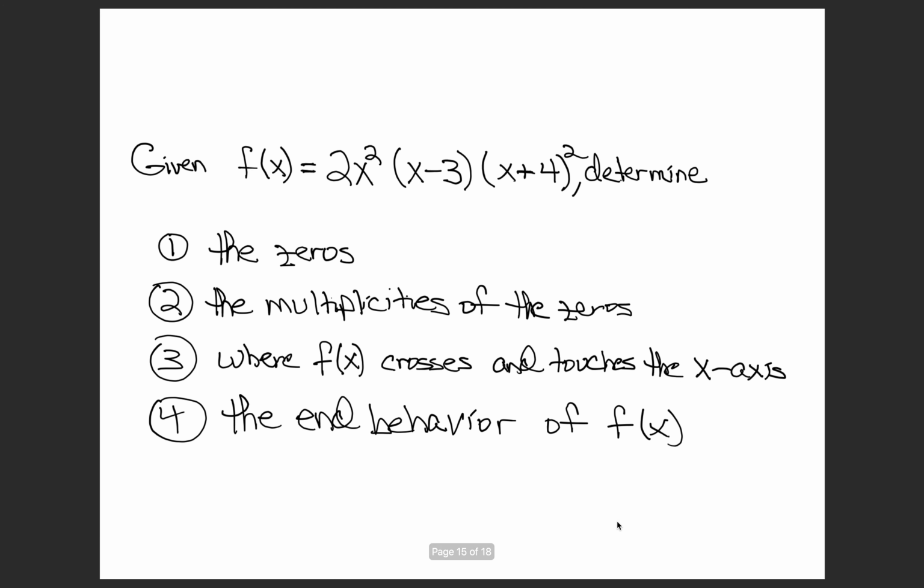Now, tying in together what we have with the zeros, multiplicities, the behavior of the graph in terms of crossing or touching the x-axis, as well as the end behavior.